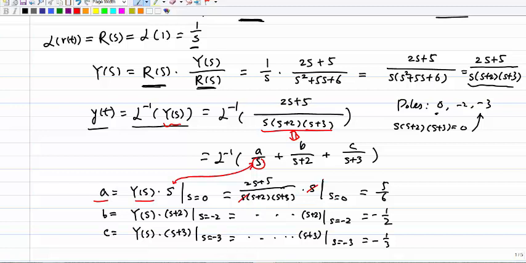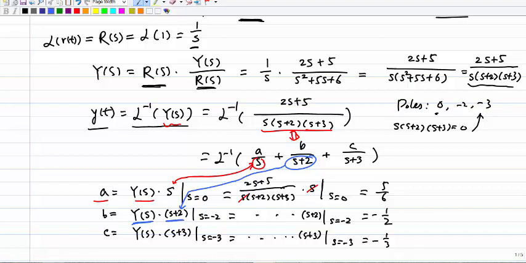Once you do that, you let s be 0, so this is 5, this is 0, 0, so it's 2 times 3, so it's 5 over 6. So similarly for b, what you do is you keep the y sub s, but you multiply this y sub by this denominator here, so you multiply by this, which is the same.